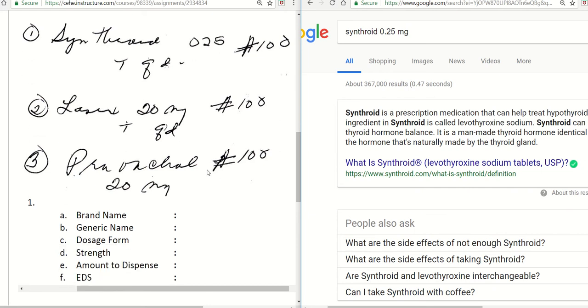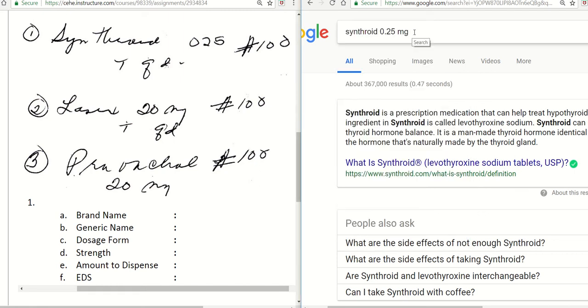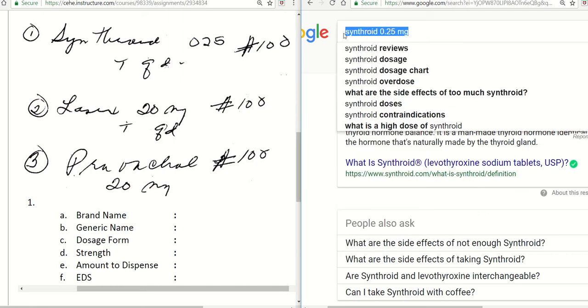How many we giving them? 100. So the SIG is just 1 QD, so take 1 tablet by mouth every day. So we gave him 100, and it's just 1 every day. So 100 divided by 1, EDS would be just 100. So these ones are warm-up ones. Let's go to drug number 2.